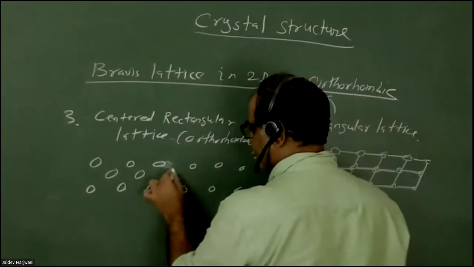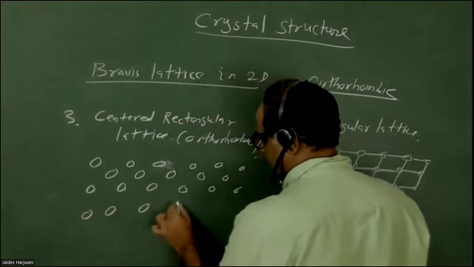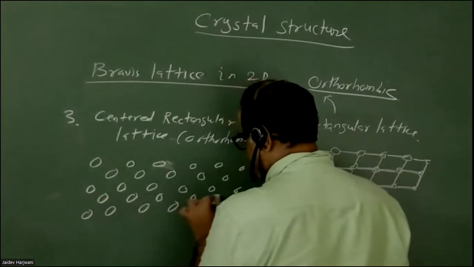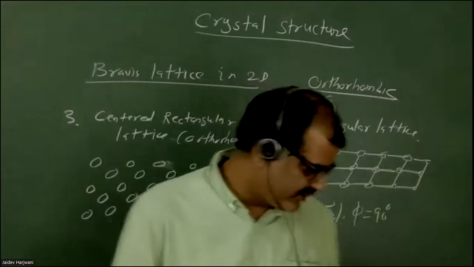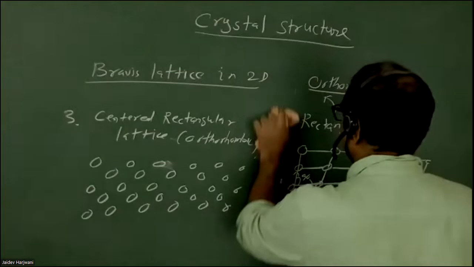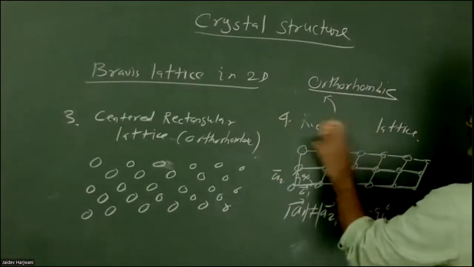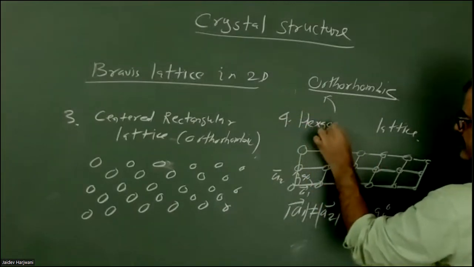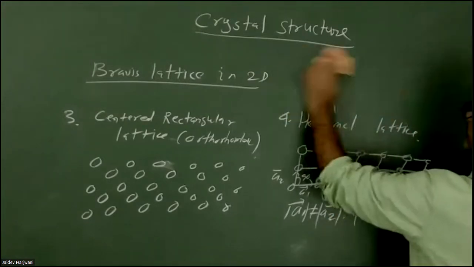Okay, so we have one more atom in the center. This is your 2D. Third, and the fourth one is your hexagonal lattice. The fourth is your hexagonal lattice. Crystal system is again hexagonal.